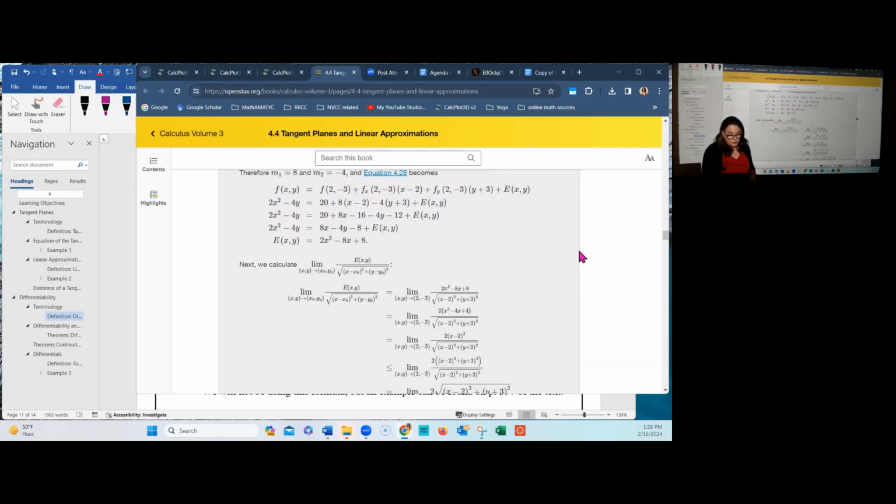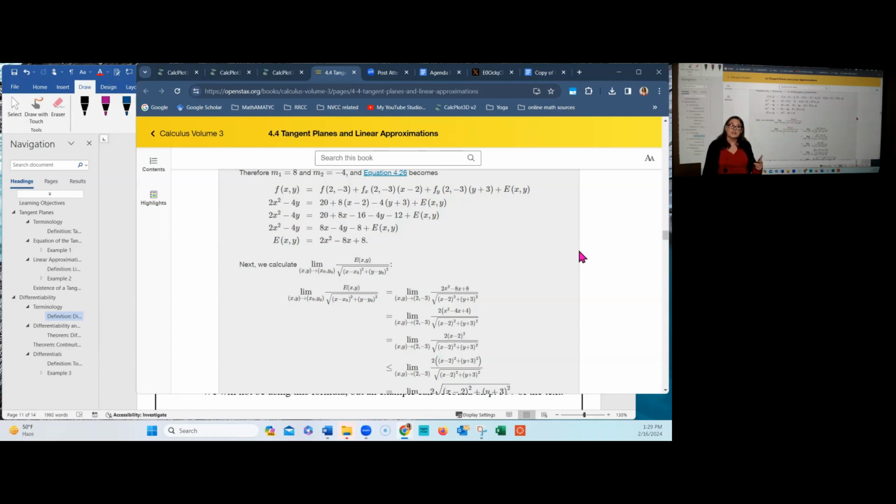Remember that what we are doing is we're representing the function itself as this tangent plane plus the error term. That means we can replace the function with 2x squared minus 4y, and we can multiply out and distribute our constants on the right side. When we do this, this gives us an equation in x and y plus the error term. Finally, we solve for the error term to get 2x squared minus 8x plus 8.